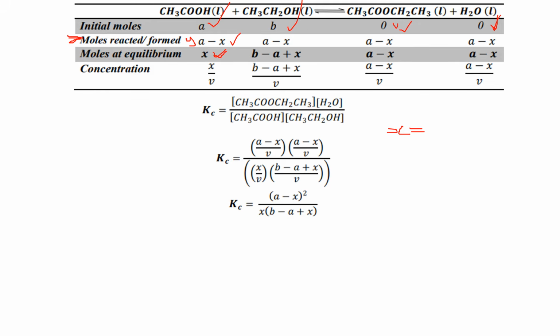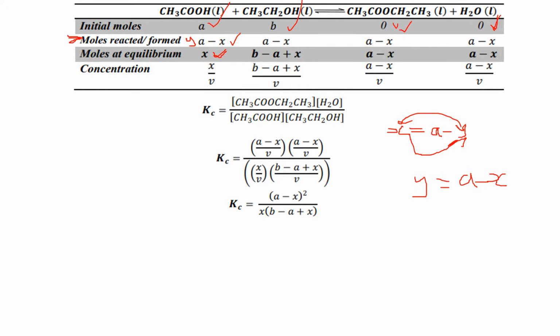So the initial moles of ethanoic acid was A, and you less the number of moles that reacted. Now in this case they are unknown, which is my Y. So I want the number of moles that reacted. How am I going to do it? I'm going to bring Y this side and I'm going to take X this side. So you end up having Y equal to A minus X.